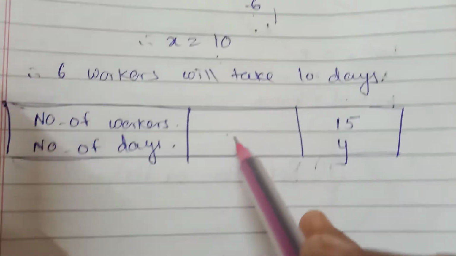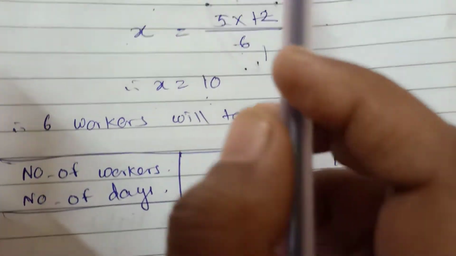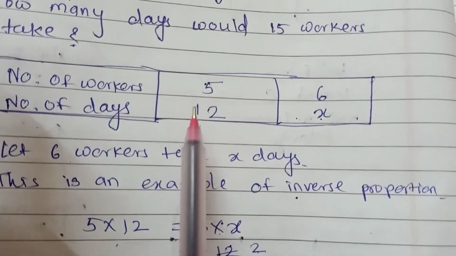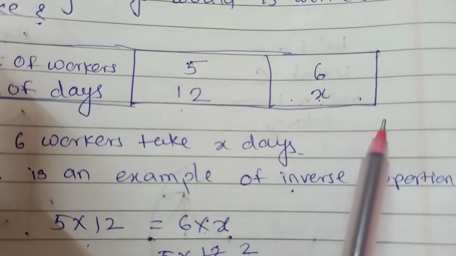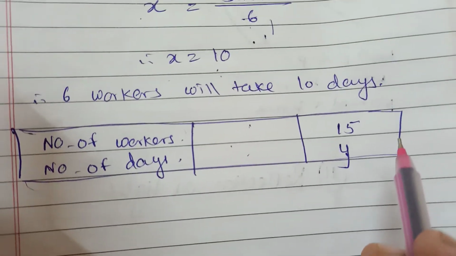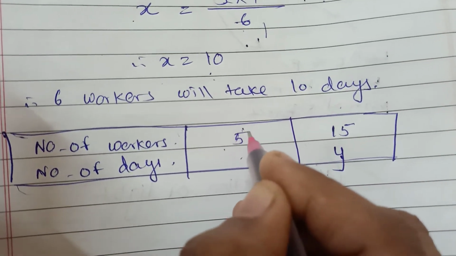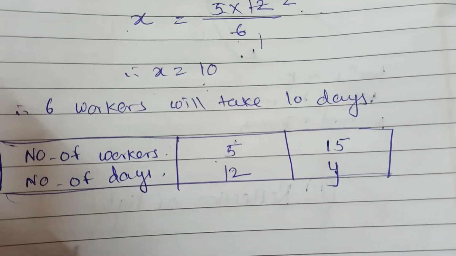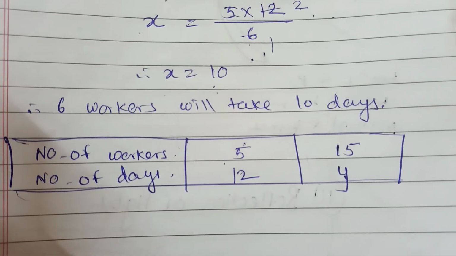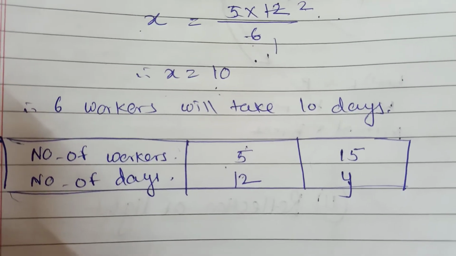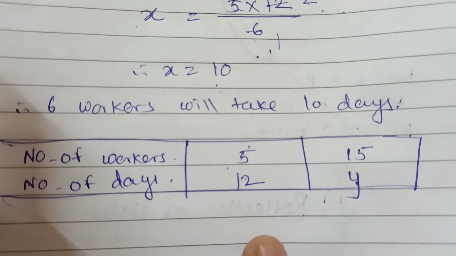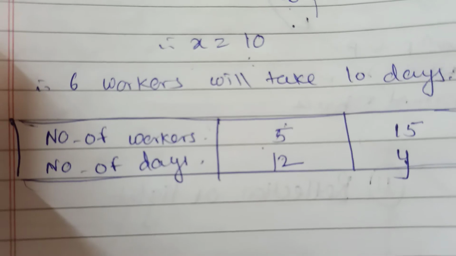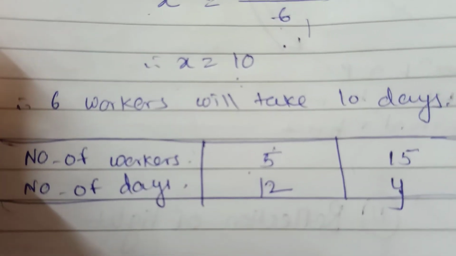Now in the first column we can take 5 and 12 or x and 10. So any of these values we can use to find out the value of y. So I'm writing 5 and 12 because this is the same question. And as we have discussed, always the number of workers and number of days are inversely proportional to each other. So we'll mention this is an inverse proportion and solve the sum.